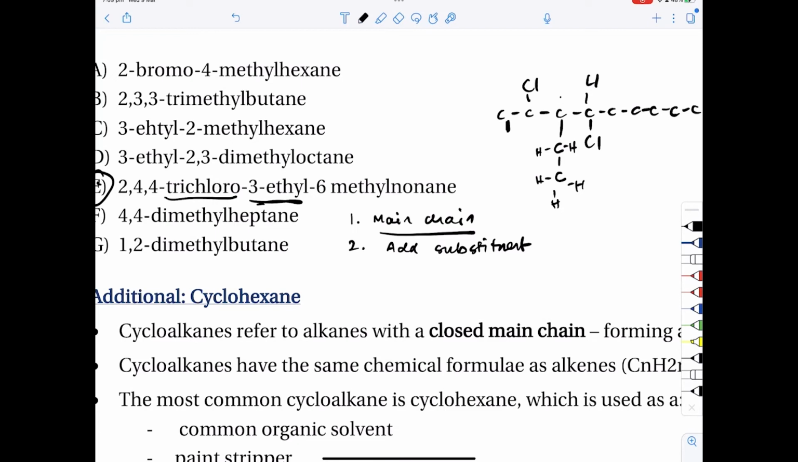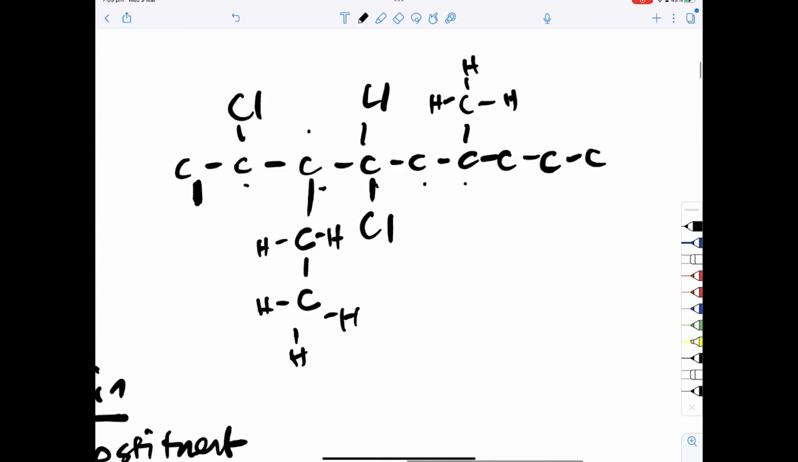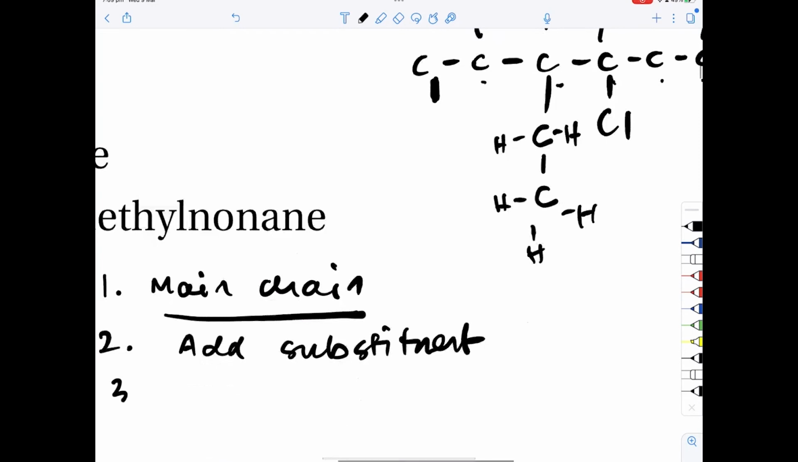3-ethyl, we have 6-methyl. So at the 6th position, 1, 2, 3, 4, 5, 6, we're going to add a methyl, CH3. Now the last thing you're going to do, just one small tip, make sure everything is expanded or condensed. Do not change parts as expanded, parts as condensed, or you'll lose marks. The final step is you fill in hydrogens.